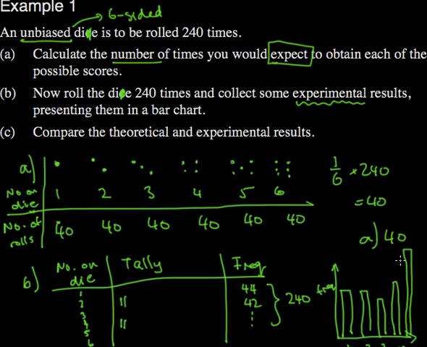So if you rolled it, say, 240 billion times, then the frequencies would probably be much flatter, much more similar. And then if you compare the theoretical and experimental results, you'll see by doing it only 240 times that they won't be exactly as you'd expect. But if you did it many more times, then it would be much closer to what you expect to happen.